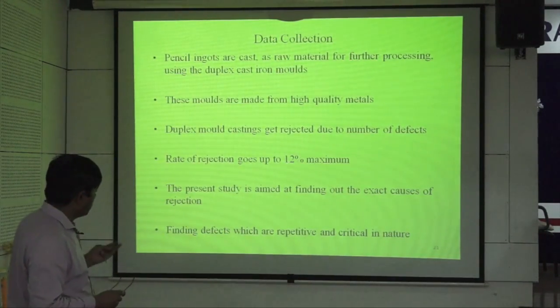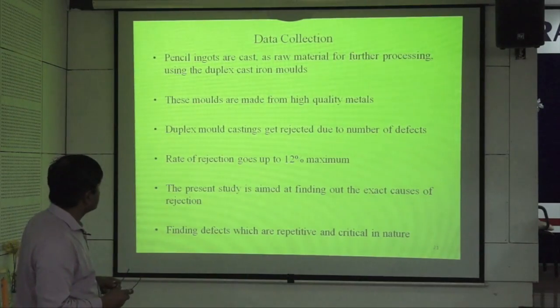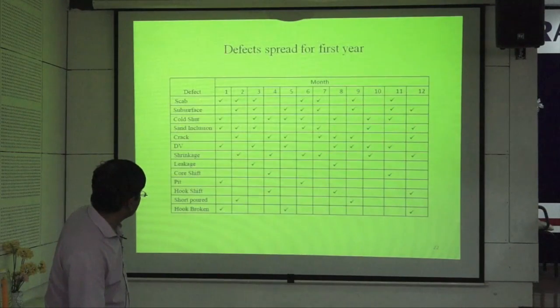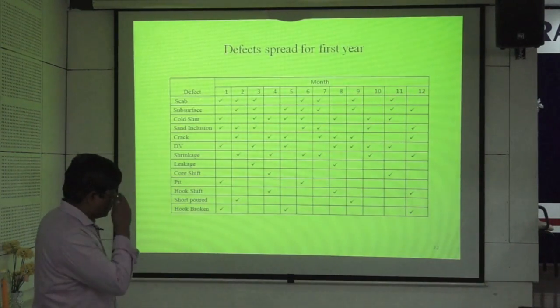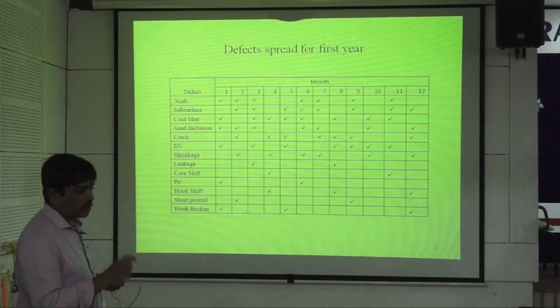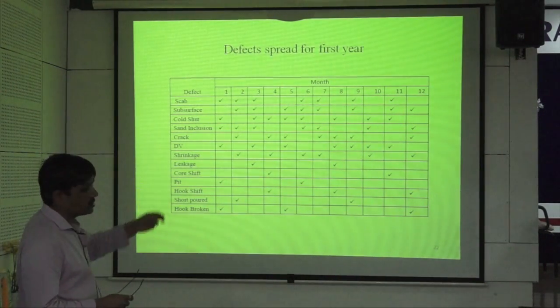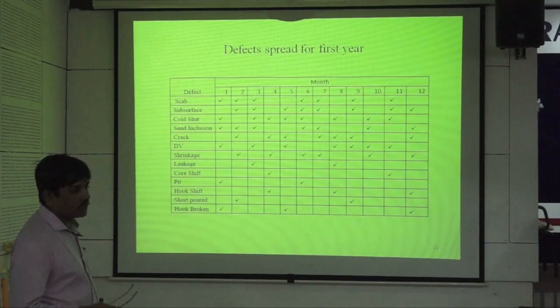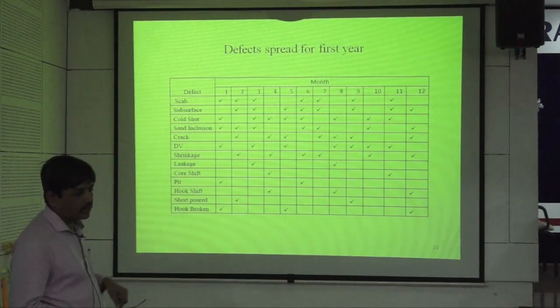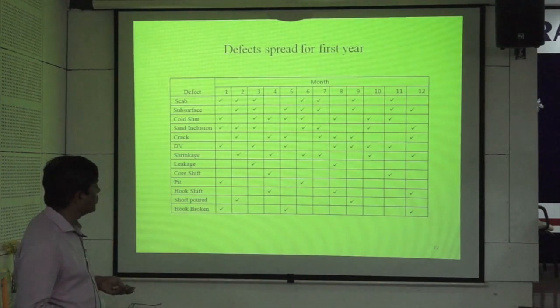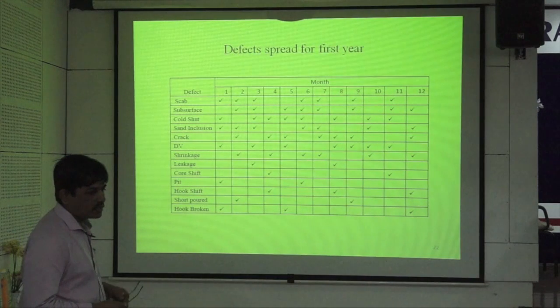So as I said, the reaction goes up to 12% maximum. So data collection. I had the data of the last 3 years. This is what I analyzed. Once I got all their data, this is the basis of their rejection. They know the type of defect. They know in which month the castings are rejected because of which type of defect. But further, they don't do any further analysis. It is completely on hit and trial basis.